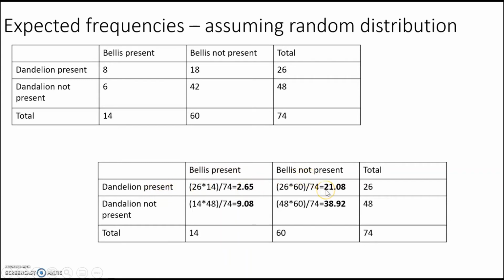I do the same for the 3 other cells, right? So here I ask, what is the expected frequency of bellis not present but dandelion present? Well, that's the number of quadrats with dandelion present times the number of quadrats with no bellis, divided by the total number of quadrats in the analysis. And it's the same for these 2 cells down here.